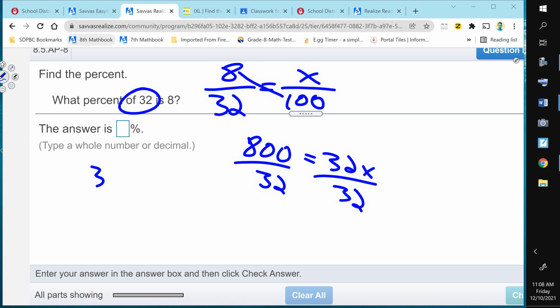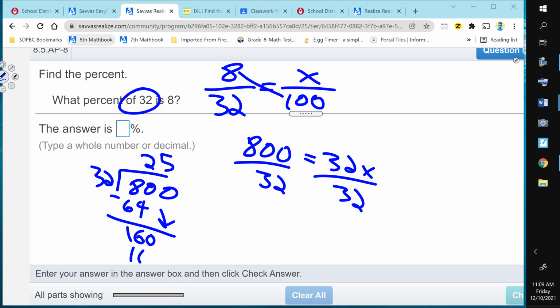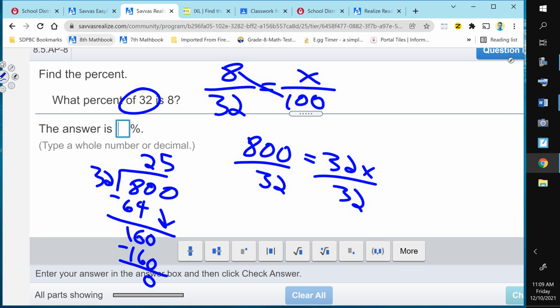And 32 is going to go into 800. It's going to go into 80 twice. And 32 is going to go into 160 exactly 5 times. You can do the math if you don't trust me, that's fine. And the answer is 25%. Because that is what 1/4 of something is. 1/4 is a quarter of something, that's 25%. That is the answer.